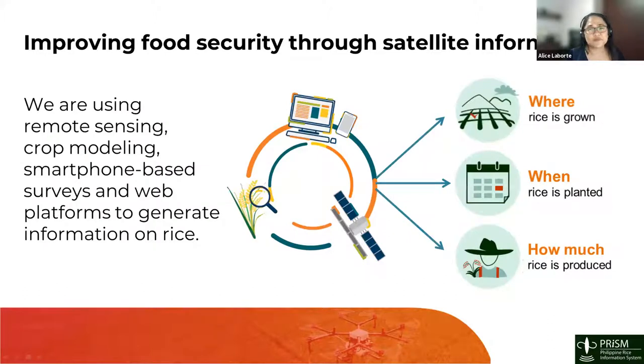PRISM uses remote sensing, crop modeling, and smartphone-based surveys and web platforms to deliver actionable information on rice crop seasonality, production, and damages due to flood and drought. Information in response to questions such as where rice is grown, when it is planted, and how much rice is produced will support policymakers and planners in making decisions related to food security that will benefit smallholder rice farmers and consumers.